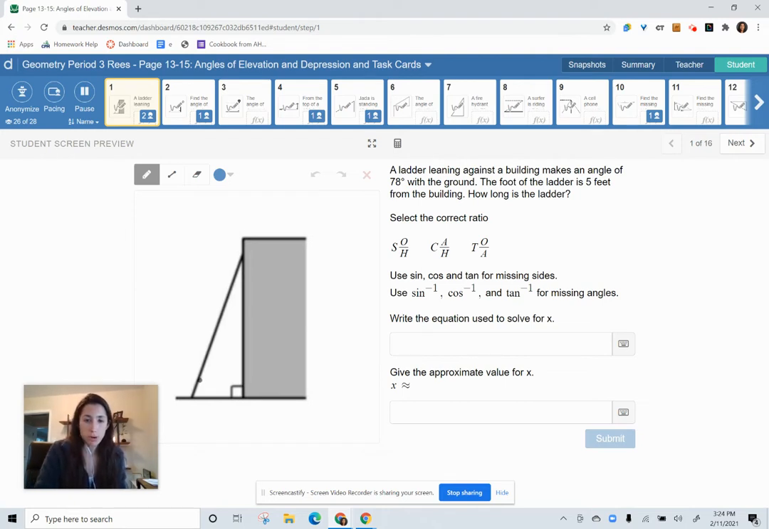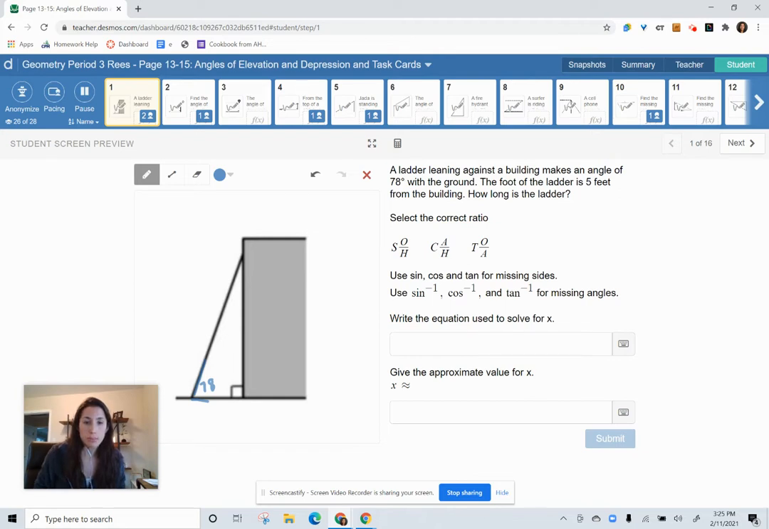So here in our first problem, we have a 78-degree angle. Let's add that in here. 78 degrees is our angle that's created by the ladder and the ground. So here's the ladder side, this is the ground. So that would be where our angle is. It's the angle of elevation, okay?